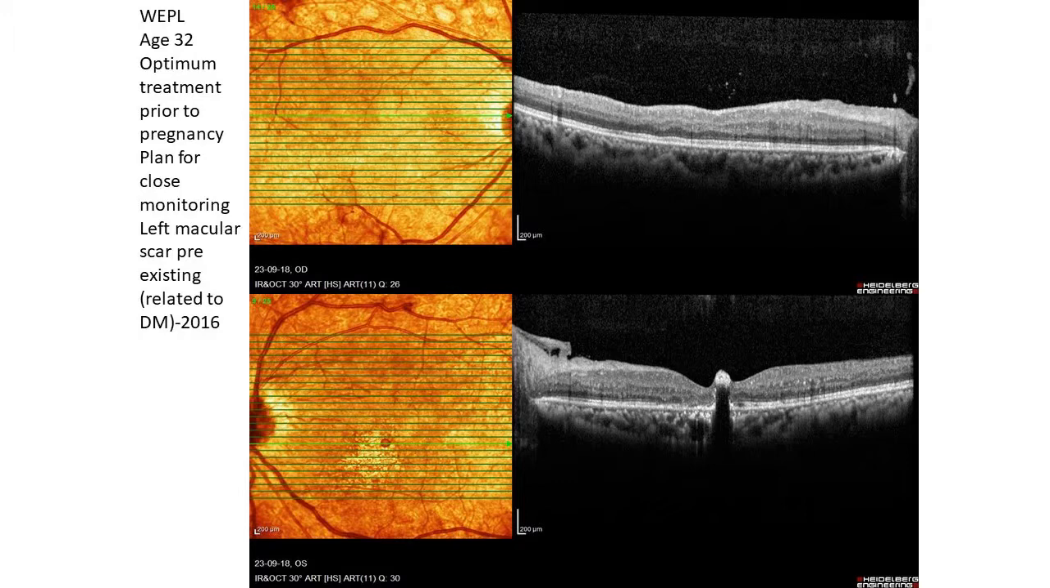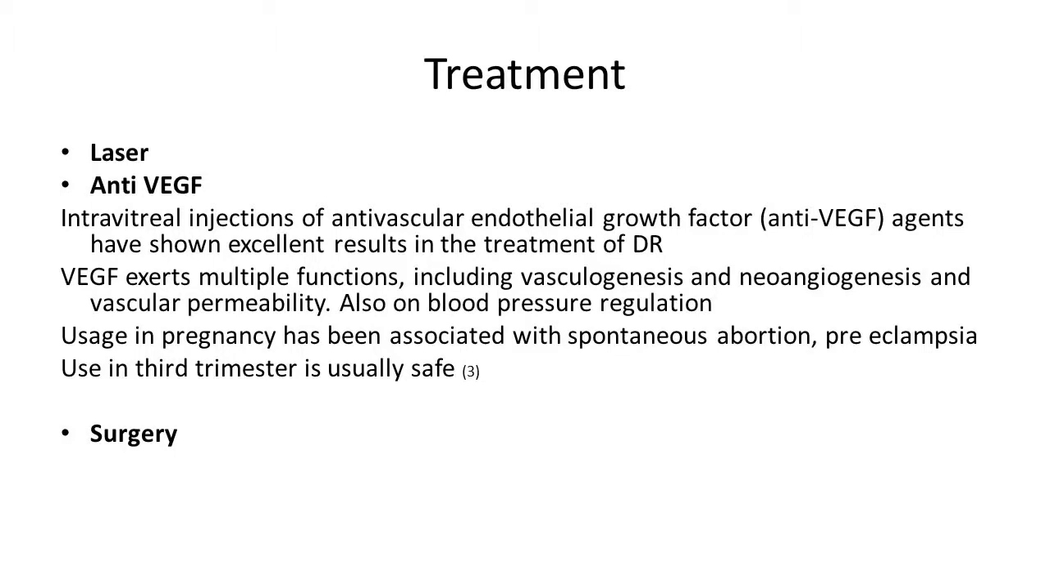So what is our treatment? Number 1, gold standard laser. Number 2, anti-VEGF. So what is anti-VEGF? First of all, if you remember VEGF, it exerts multiple functions here, including vasculogenesis, neuroangiogenesis, and vascular permeability. And its usage in pregnancy has been associated with spontaneous abortion, preeclampsia, but it has been documented that the use in third trimester is usually safe.